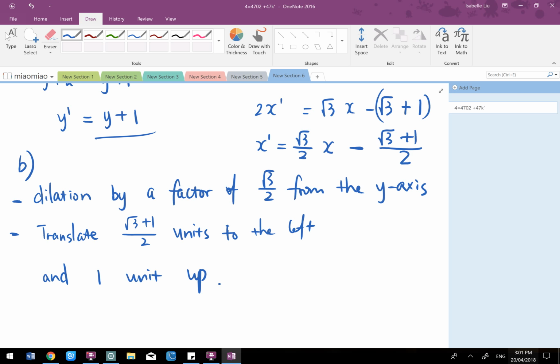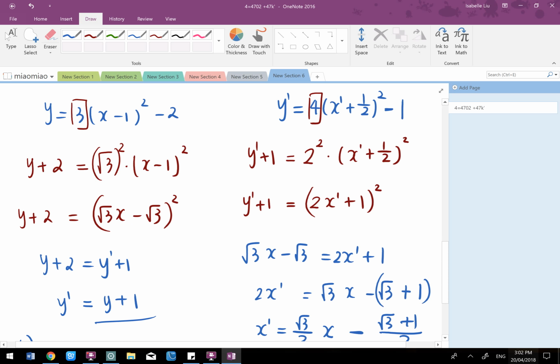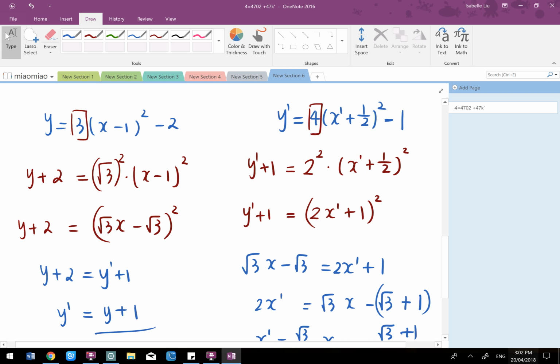Any questions? Any question to this one? Yeah? Why is it going to be divided by 2? Okay, so what's the difference between the question A and B? For A, only dilation happened from the x-axis, which is changing the y value, right? And for B, the dilation only happened from the y-axis, only changing the x value.